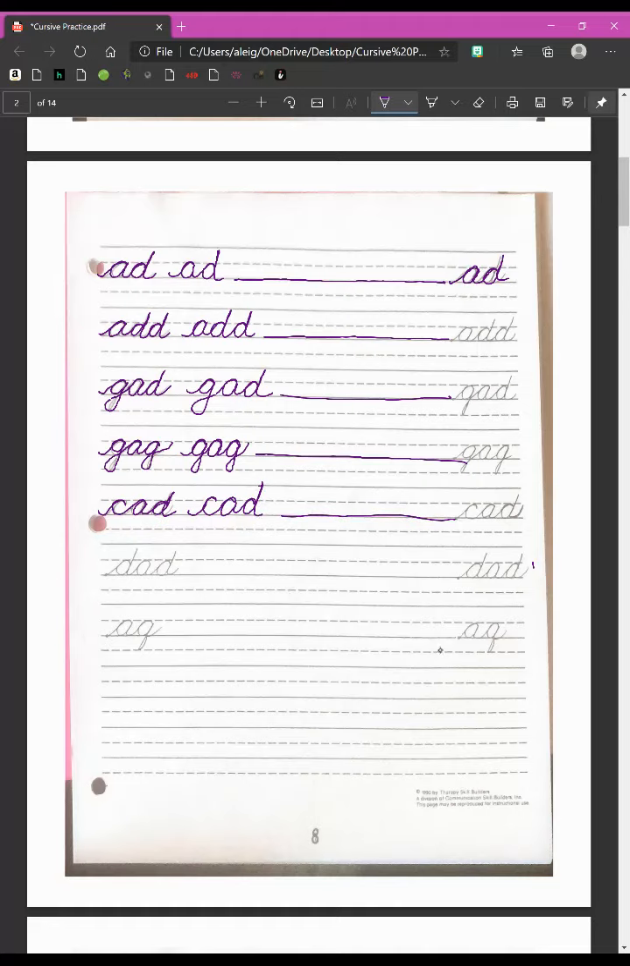A useful word in our writing, dad. We might write about dads, or we read about them in stories all the time. D-A-D.